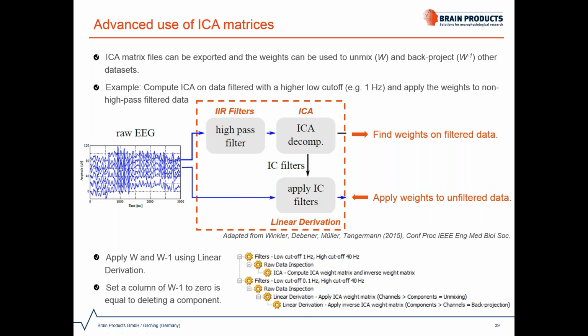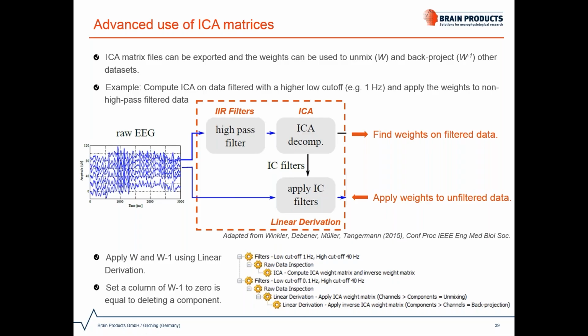If you then want to back project the data again, you have to apply linear derivation again, and then you apply the inverse ICA weight matrix that you have also to save before. And this will then transform components back to channels, so this is our back projection.